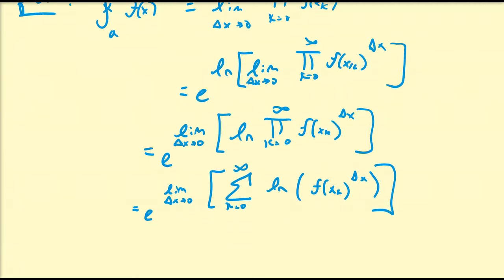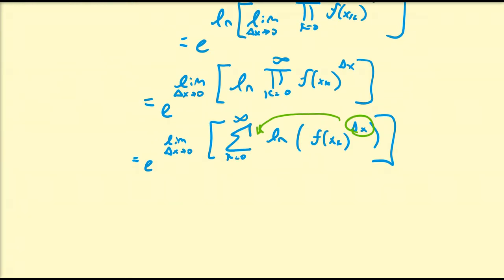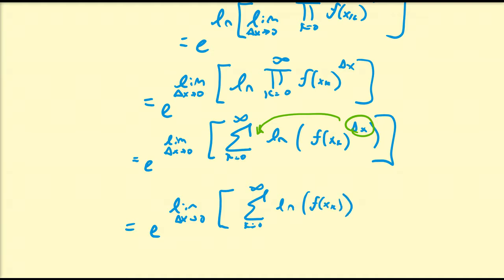Now, by the properties of logarithms, we can take this delta x value down in front of the natural log because it is a finite number until we take the limit. So we can bring it down in front of the natural log. This is equal to e to the limit as delta x goes to 0 of the summation from k equals 0 to infinity of the natural log of f of xk times delta x.